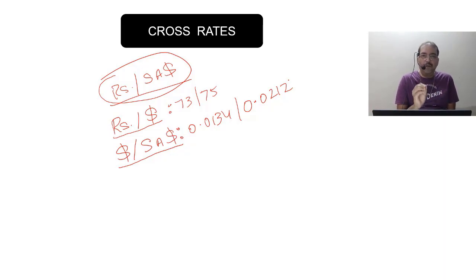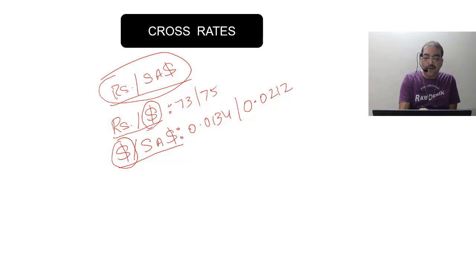So simple thing from students' point of view: don't go to the technicalities. You are not doing a PhD on this. This is one of the chapters, and in one of the chapters, this is one of the concepts. What you have to know as a student: look at the ending currency here. Ending currency is dollar. Look at the beginning currency here. Beginning currency is also dollar.